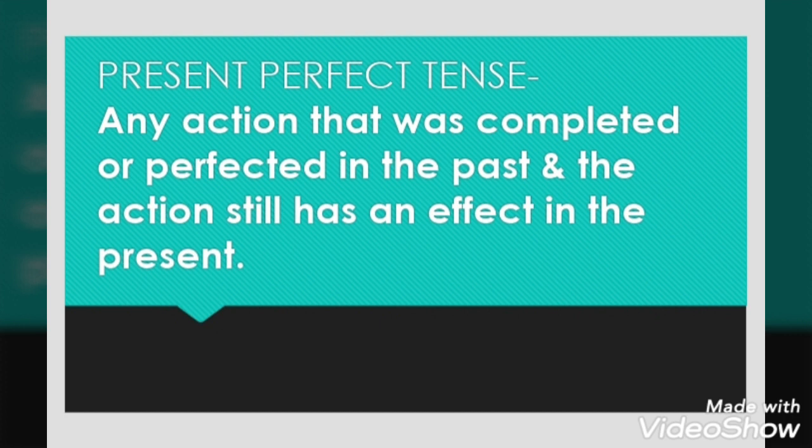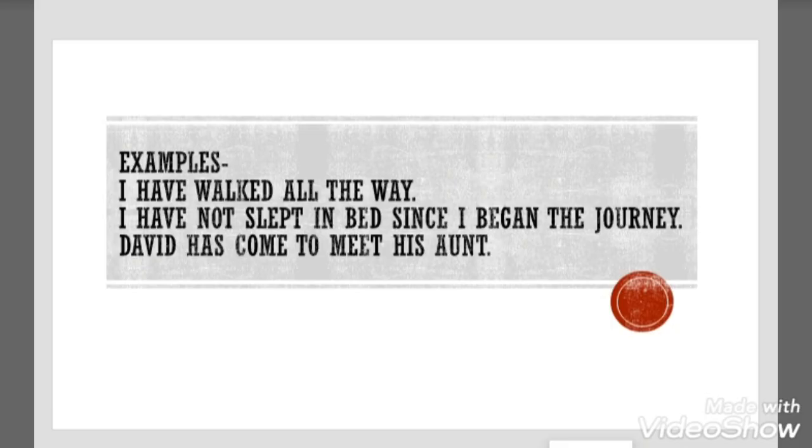So, students, see page 62. Read these sentences. I have walked all the way. In this sentence, the action is completed in a way, but its impact is still in the present. One thing remember, children, in present perfect tense, we always use has and have plus the verb's third form, the past participle. So, this example I have explained already. I have walked all the way. In this sentence, the action is completed in a way, but its impact is still in the present.